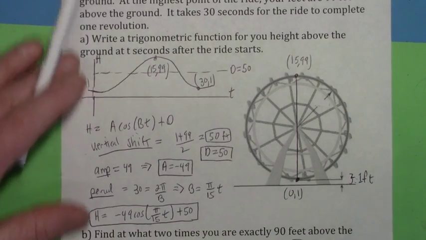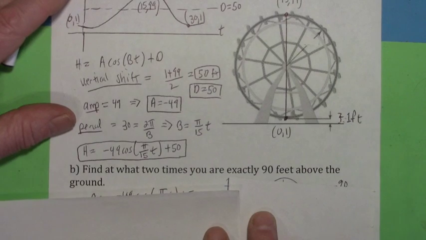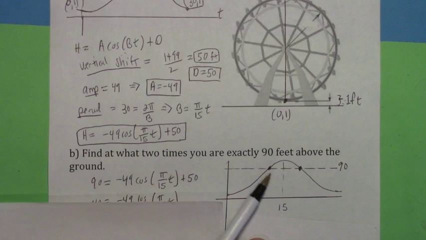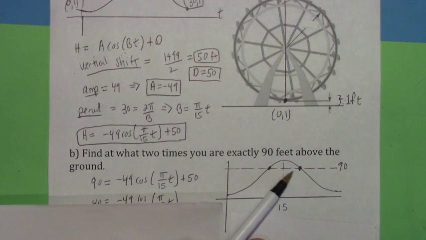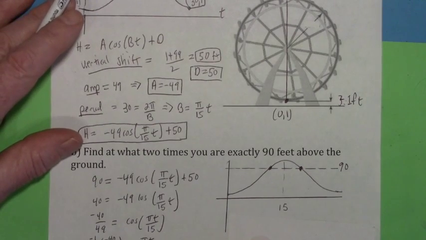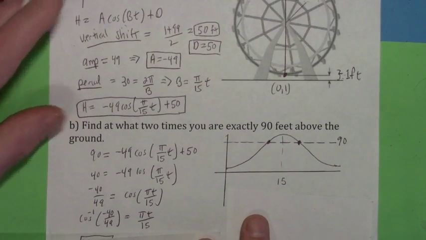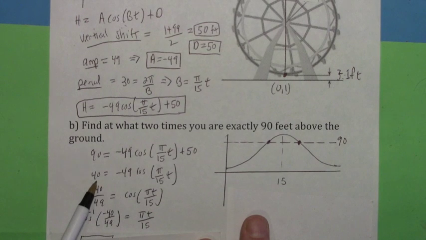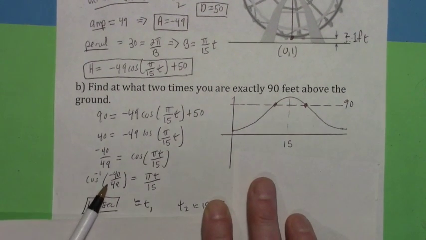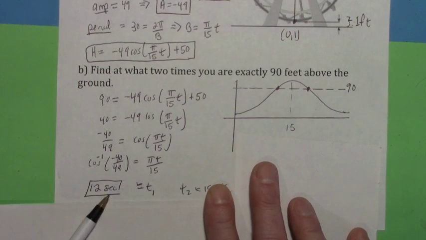The last part of the question says, find the 2 times at which you are exactly 90 feet above the ground. So if you think of the picture, I'm asking to find these 2 times when you're 90 feet above the ground. You just set the equation equal to 90. Now look at what happens when you solve for t: subtract 50, divide by 49, take the inverse cosine, and this is going to give you a number in the second quadrant, right? Because it's negative. But when you solve for t, you get about 12. I round a little bit here. You get about 12. That's the first time.